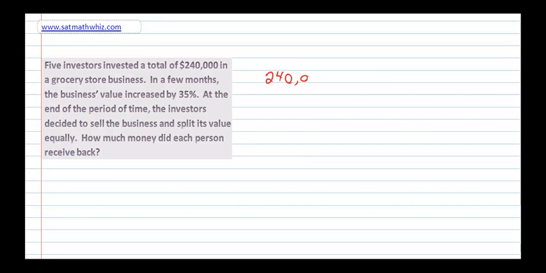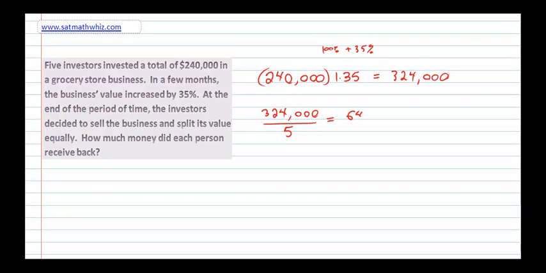If they spent $240,000 and the value increased by 35%, we can say 240,000 times 1.35. Think about this. I'm getting my value back. That's the 1 or the 100, and I'm getting 35% more. Multiply by 1.35 and you get 324,000. Now the investors wanted to go ahead and get their money back, so you need to take that 324,000 and divide it by 5, and that'll come out to 64,800.